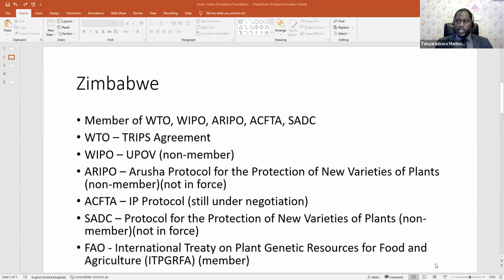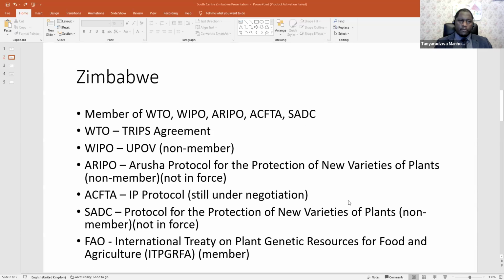We also are a member of the Southern Africa Development Community, which also has a protocol for the protection of new varieties of plants. We are not a party to that, and that protocol is not yet in force. We are a member of the ITPGRFA, an FAO initiative, again, which relates to the overall process. So what this tells you is that we have a number of protocols and instruments relating to the regional and international organizations which we are a member of, which relate to plant breeder protections in Zimbabwe.